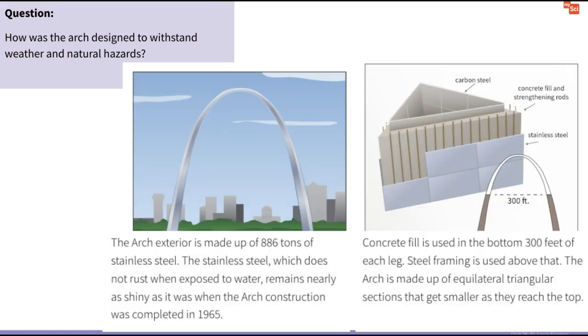You'll then give each group a set of these arch design cards. Students will look at the features described on these cards and try to connect them back to the weather and natural hazard cards that they had looked at earlier in the Explore. For example, students will see that this card explains that the St. Louis Arch was made out of stainless steel, which does not rust when exposed to water.